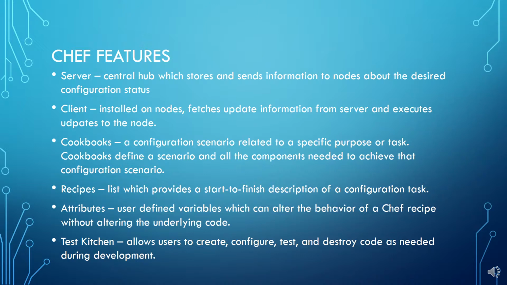There are also attributes. These are variables that are defined by the user. They can alter the behavior of a recipe without altering the underlying code. So this might be, in a traditional cooking sense, like an ingredient swap.